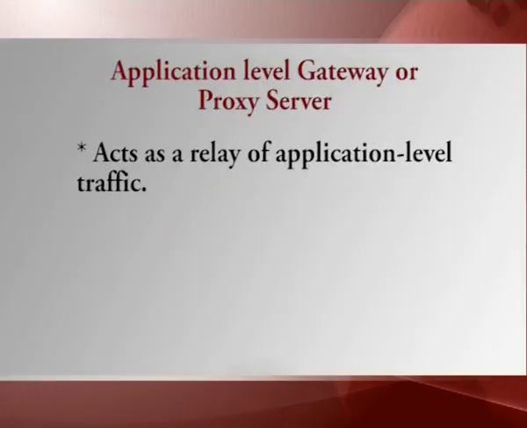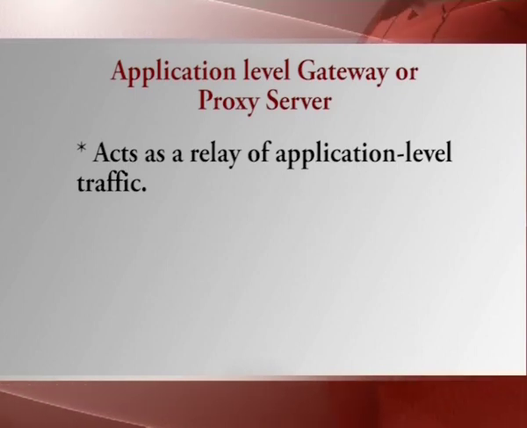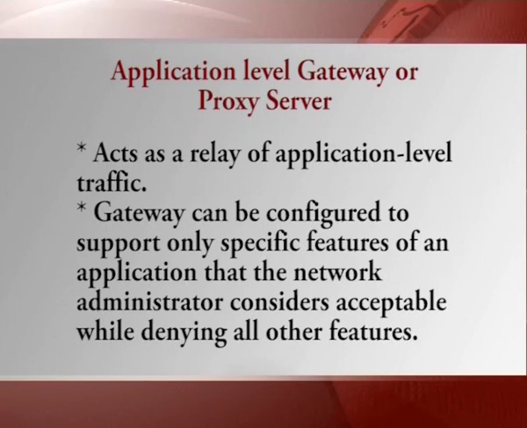Now, the second type of firewall is the application level gateway. An application level gateway, also called a proxy server, acts as a relay of application level traffic. The user contacts the gateway using a TCP/IP application such as Telnet or FTP, and the gateway asks the user for the name of the remote host to be accessed. When the user responds and provides a valid user ID and authentication information, the gateway contacts the application on the remote host and relays TCP segments containing the application data between the two endpoints. If the gateway does not implement the proxy code for a specific application, the service is not supported and cannot be forwarded across the firewall.